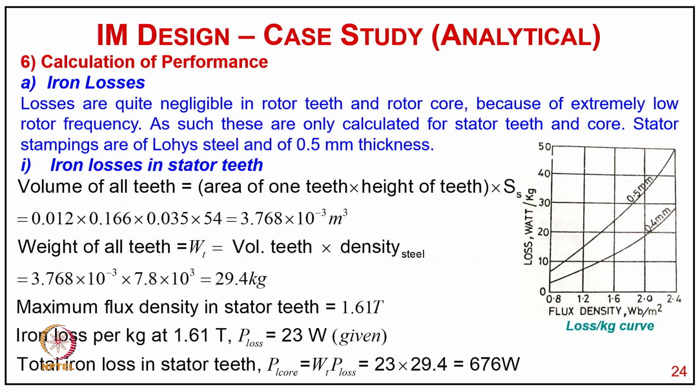So coming first to the iron loss in the stator teeth, the volume of all the teeth will be the area of one tooth multiplied by the height of the tooth, that's a volume, multiplied by the number of teeth, that is SS, the number of stator slots. Keeping the values it comes to 3.768 into 10 power minus 3 meter cube, and the weight of all the teeth is this volume of the teeth multiplied by the density of the steel. Keeping the values it comes to 29.4 kg, and the maximum flux density in the stator teeth is 1.61 Tesla, which we estimated. So corresponding to this characteristic of loss in watt per kg, we get a specific iron loss at 1.61 Tesla, P loss equal to 23 watt per kg, and the total iron loss will be P L core equal to WT into P loss, that's the weight 29.4, so it comes to 676 watt in the stator teeth.